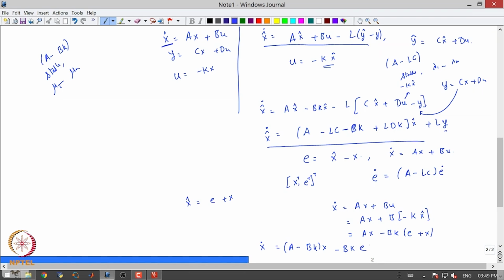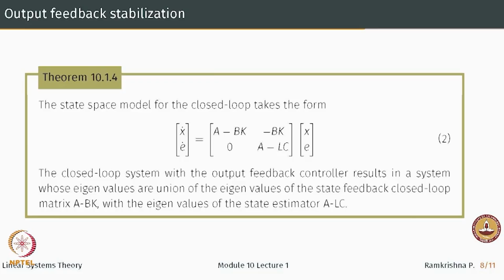So, the overall system in terms of the states x and E will now look something like this. The state space model for the closed loop system takes this form. Now, I just want to look at the stability of this. The closed loop system with output feedback controller results in a system whose eigenvalues are the union of eigenvalues of what I do for the pole placement with the state feedback law, and also the eigenvalues of the state estimator with A minus LC. So, this will be the total eigenvalues of the closed loop system.